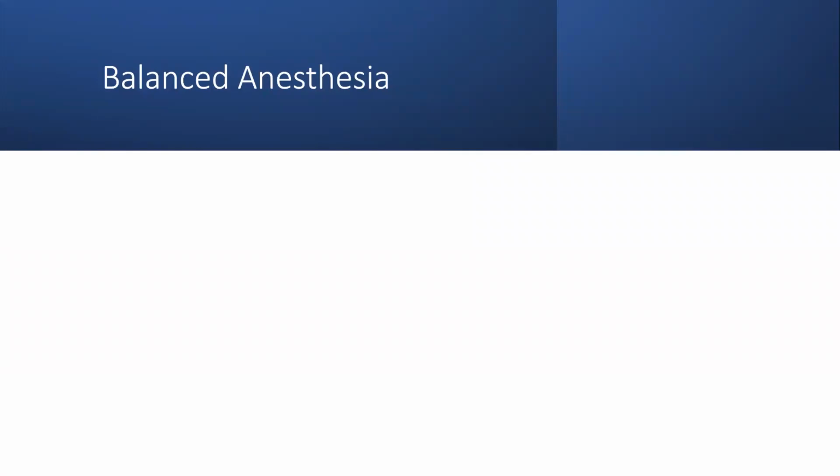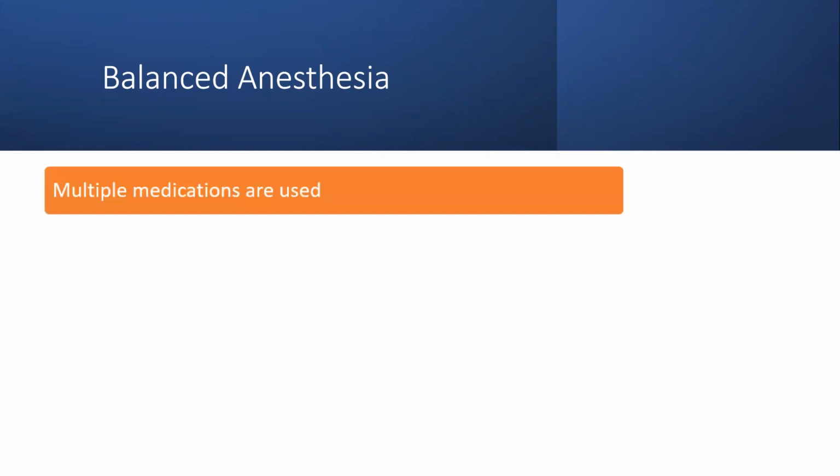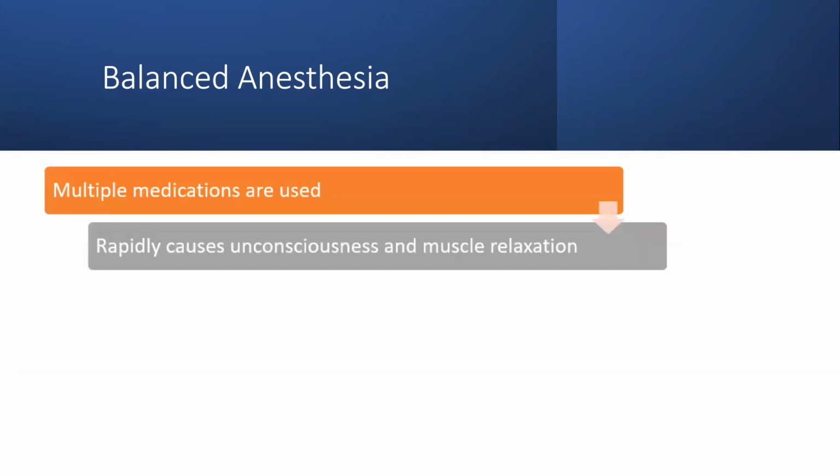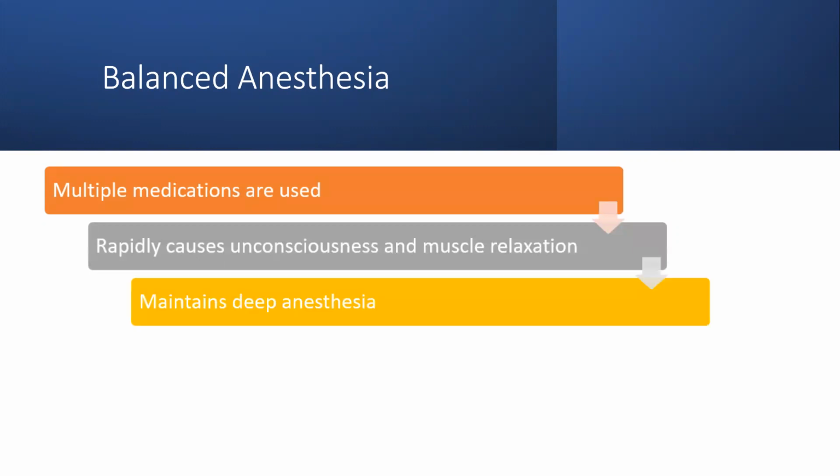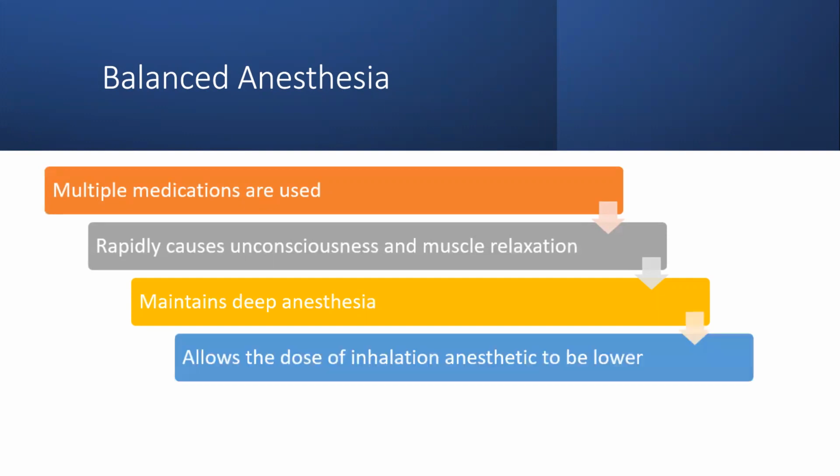We give the patients balanced anesthesia. To make an anesthesia balanced, we have to use multiple medications, not just one. It rapidly causes unconsciousness and also gives you muscle relaxation for that time. It maintains deep anesthesia. If a person has to go into surgery, then they will provide that deep anesthesia for that time.